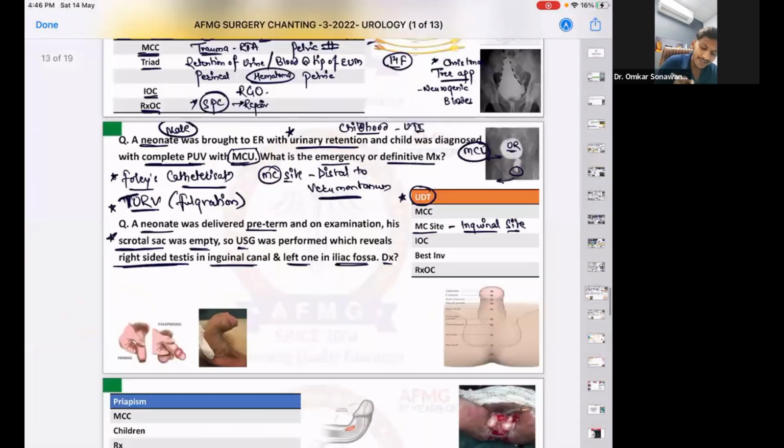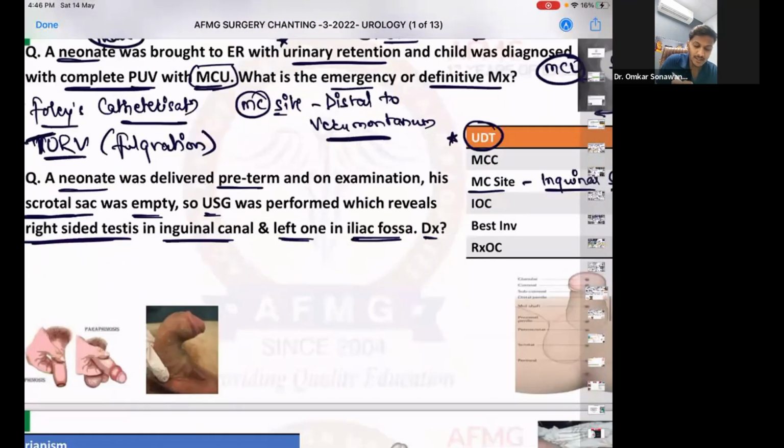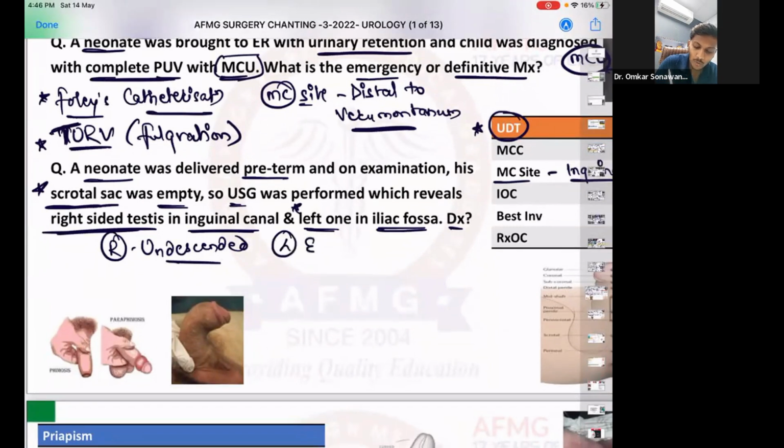Remember this. Here the right-sided testis is in the inguinal canal. That means the right-sided testis is undescended; it has got arrested in the normal pathway. But the left one is not even in the inguinal canal. It is directly in the iliac fossa. That means it is not in its normal position. Therefore, the left-sided testis is ectopic. So this is important: right-sided testis is undescended, but the left-sided testis is ectopic. Remember. No issues with this.